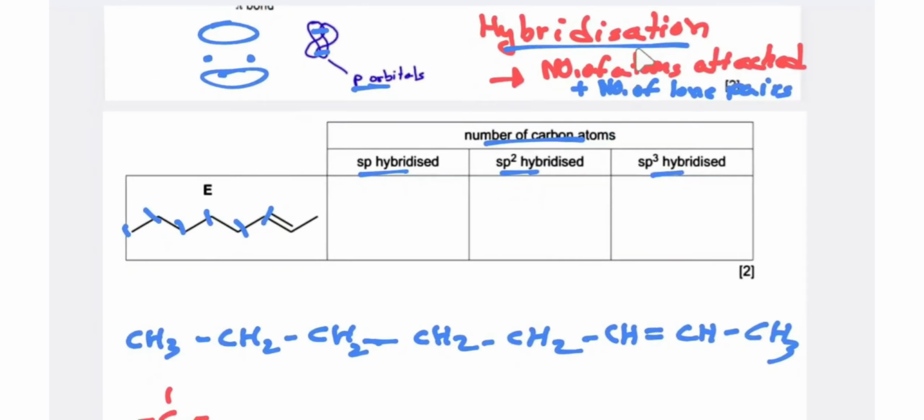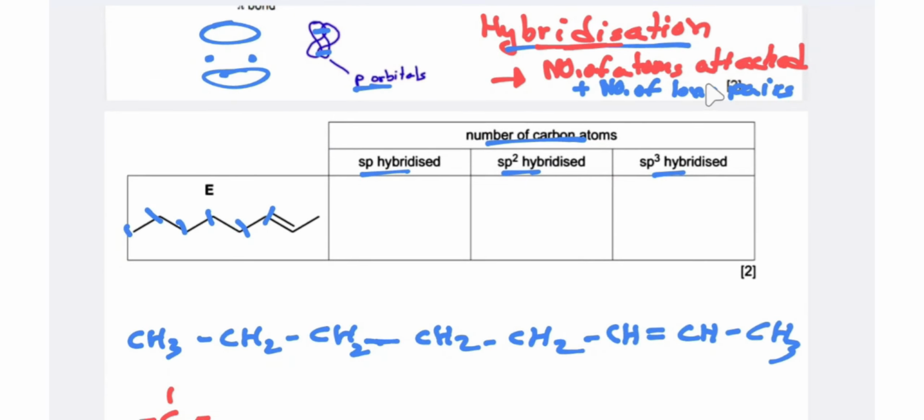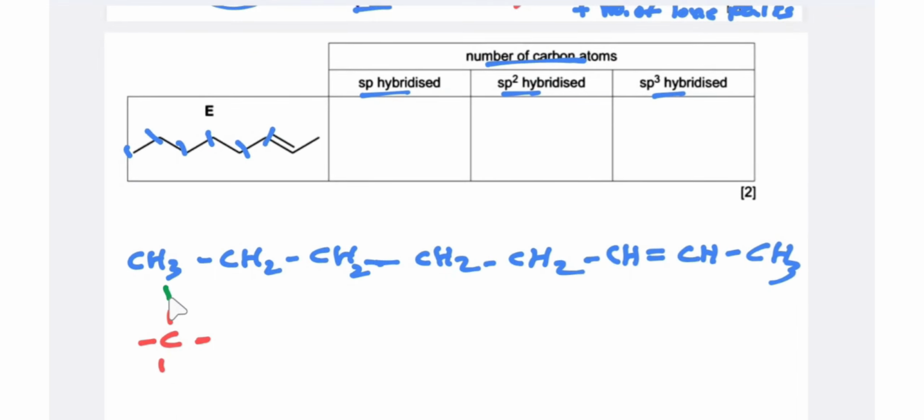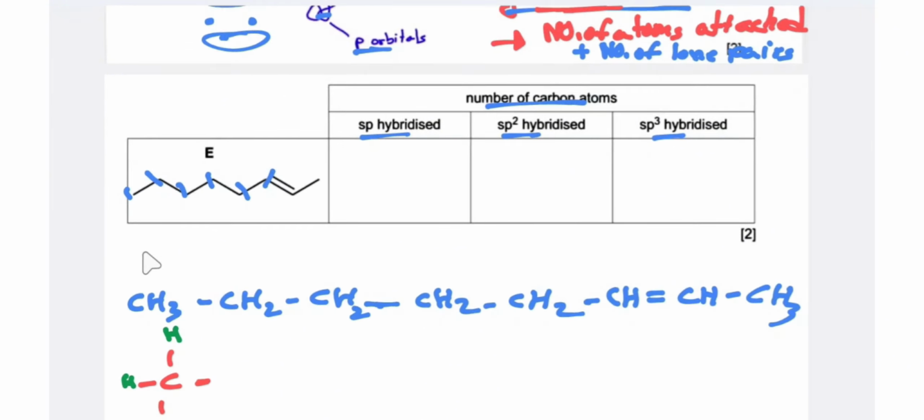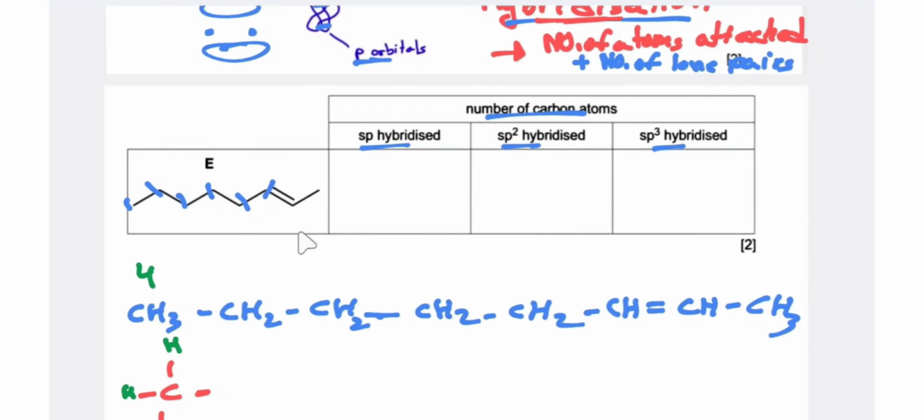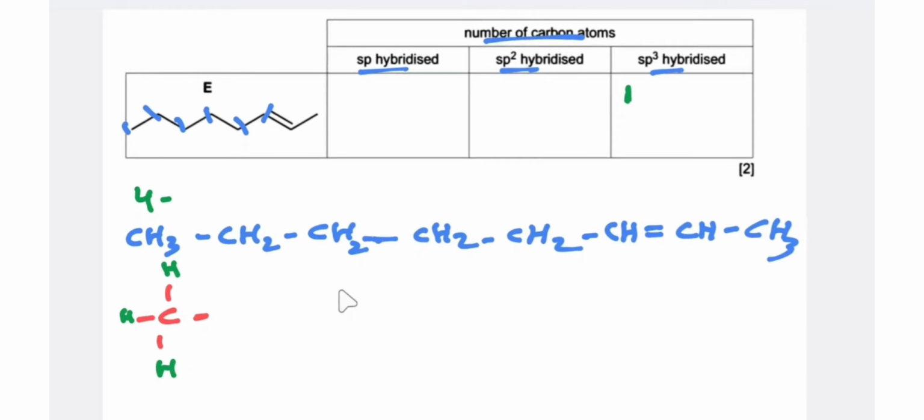Hybridization is calculated by the number of atoms attached plus the number of lone pairs. This carbon is attached to 3 hydrogen and one with this carbon. So it is attached to 4 atoms. That means it is sp3 hybridized.